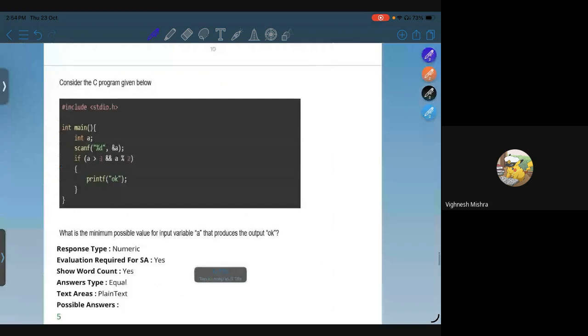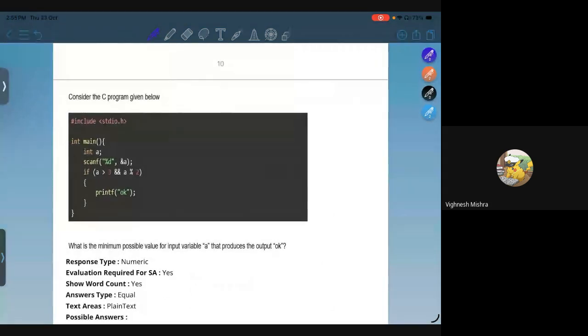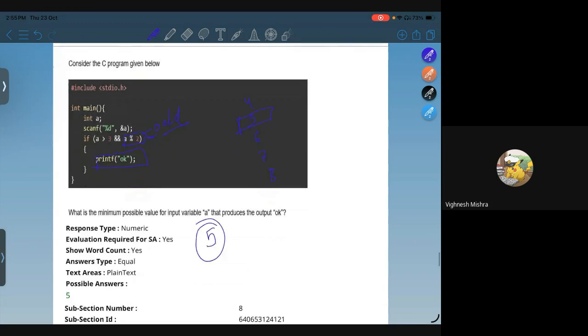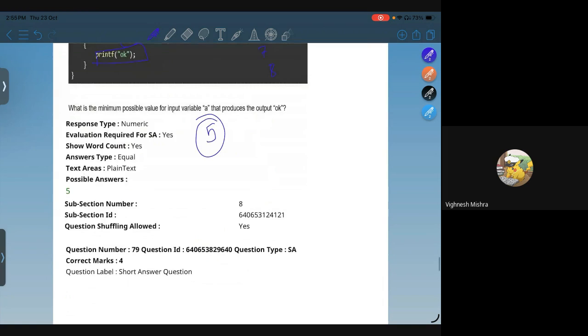Then let's go. What's the minimum possible value for the input variable A that produces okay? To get this okay, we need this condition: something that is greater than 3, which is 4, 5, 6, 7, 8, or something. Now 4 cannot be here because we need an odd number basically. So 5 is the least odd number which we need.